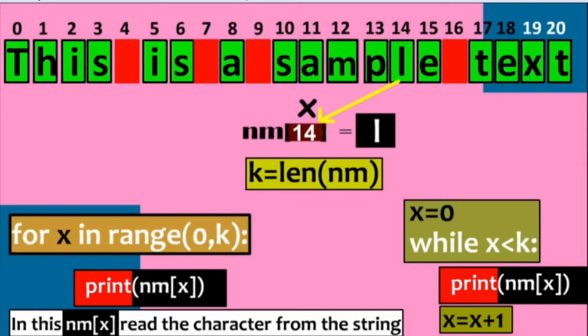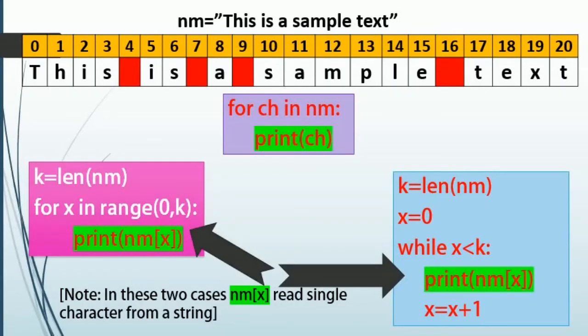Nm of x, when you're going to use, we can use the single character at a time read out. So this is the method that nm of x is going to be used in both the cases, for x in range and for case of while loop. In both the cases, the same process is going to be done. So this will show you how it is going to work. Now you understand how to use these three loops.